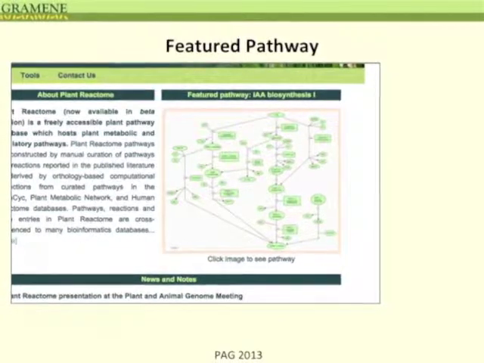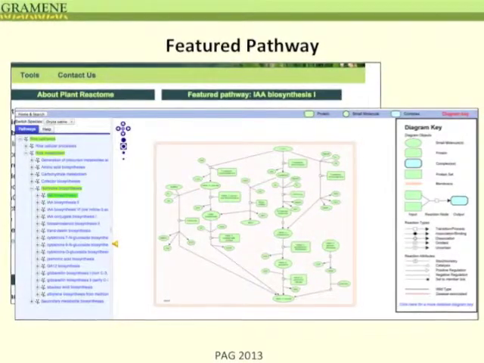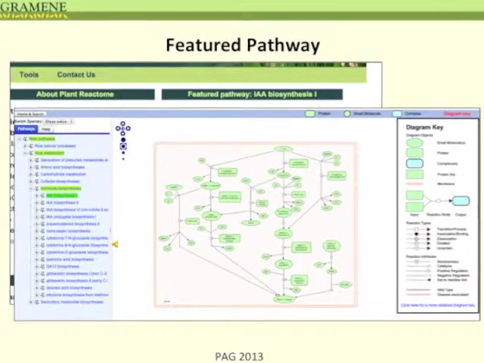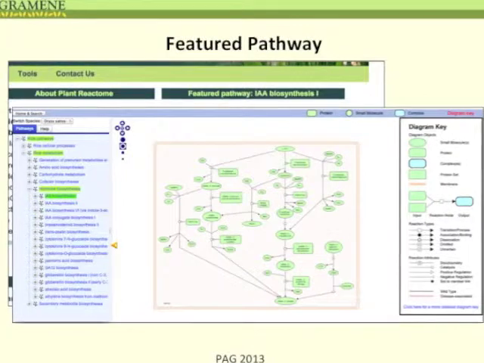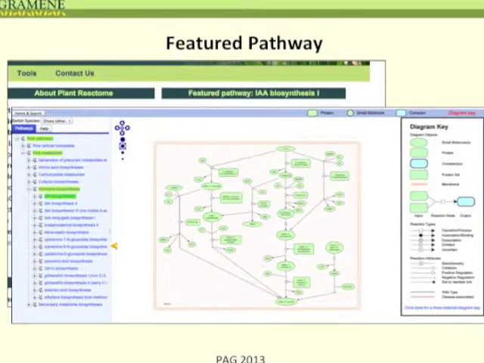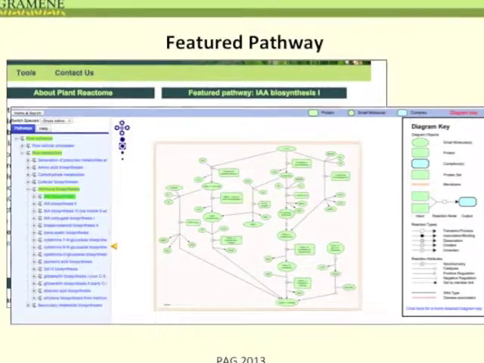A featured pathway, currently IAA Biosynthesis 1, can be found on the plant Reactome homepage. You can link directly through the image on the homepage to the underlying pathway diagram in the pathway browser. This featured pathway will change occasionally.